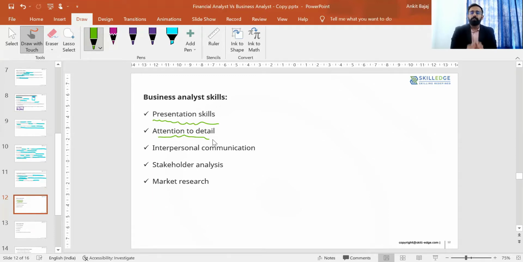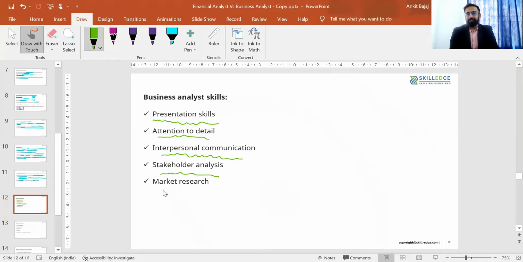So you should have detailed knowledge of specific business. Then interpersonal communication skill. Definitely you should be able to communicate what you are trying to communicate to your client, right? If you don't have interpersonal communication skills, it means you won't be able to communicate what you're actually trying to suggest to the organization. Then stakeholder analysis. You should know who are the owner of business, who is the stakeholder of business, right? Who is getting benefit from the business. You should know each and everything.